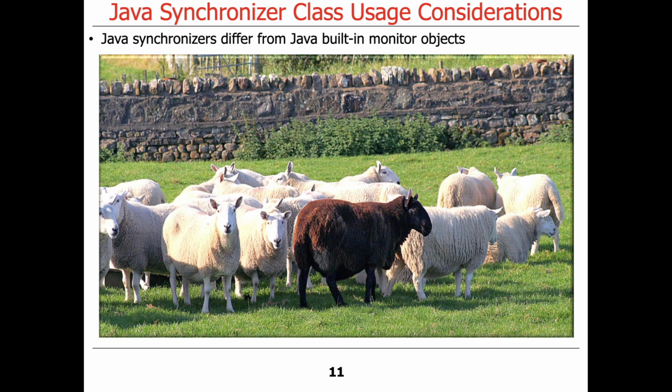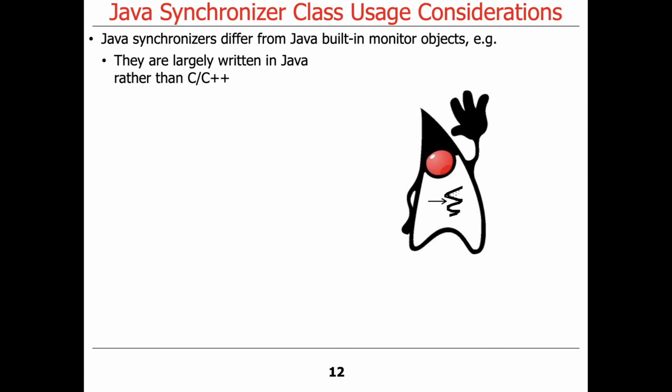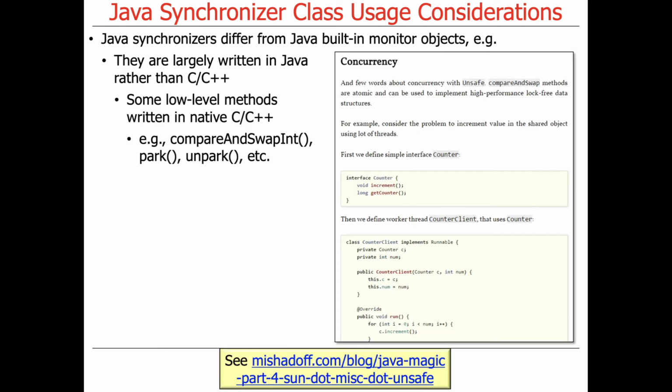Java synchronizers, which are those dozen or so classes we talked about in the previous lesson, also differ from so-called Java built-in monitor objects. Here are some ways they differ. The built-in monitor objects are typically written in C and C++. I'll talk about what a built-in monitor object is in a second. But be aware they're written in C++ and C, whereas the synchronizers we talked about are typically written in Java with a little bit of calls to native methods in C and C++.